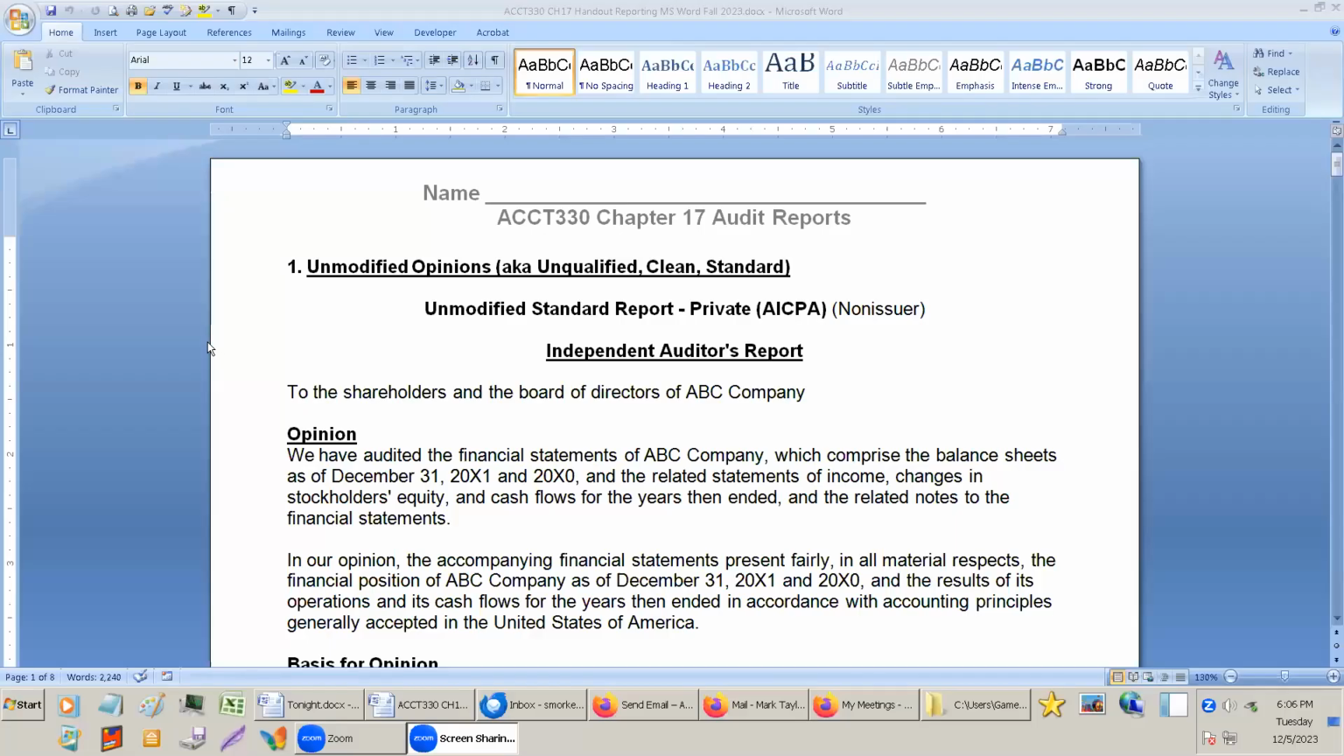Let's see here. I need to pull up my. I need to pull up my. What am I doing here? Chapter 17 handout. All right, and let's make it so you guys can see what I'm looking at. Okay.